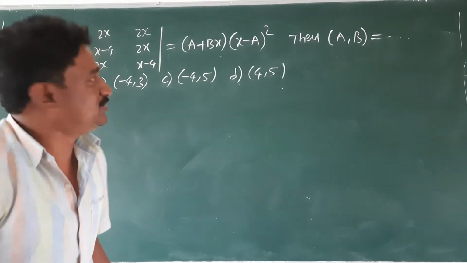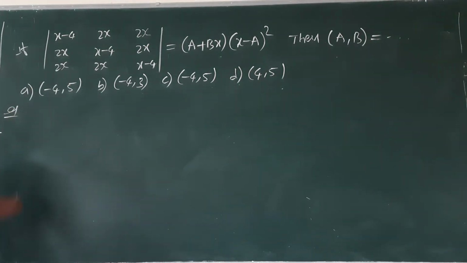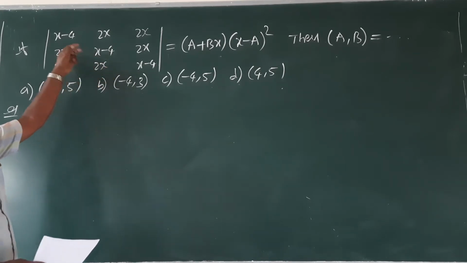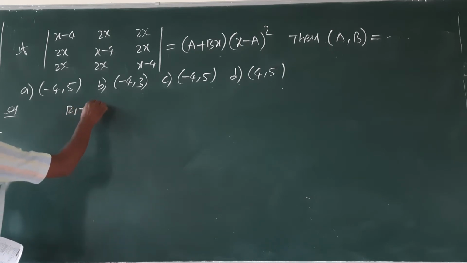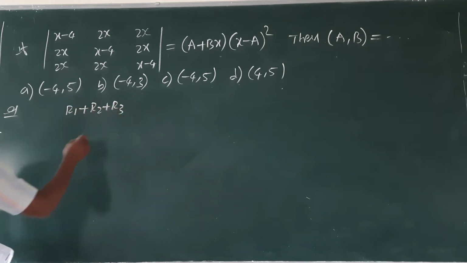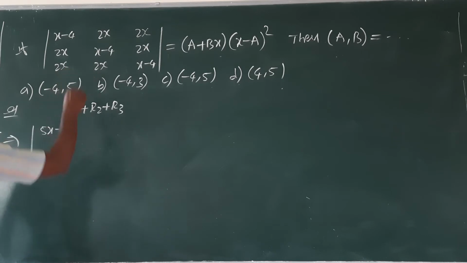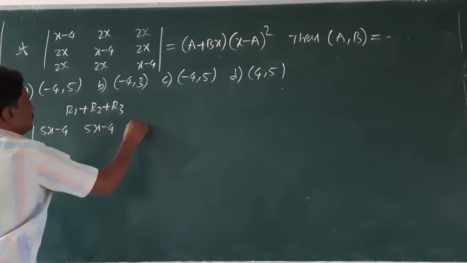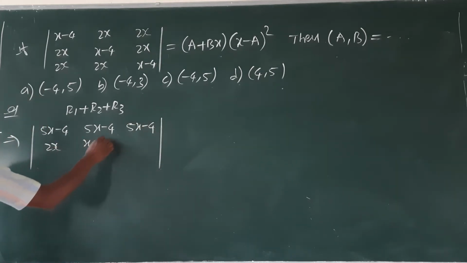It's a so easy question, students. Determinant question. It is so dead easy. Solution: you apply properties to the left side determinant. I apply R1 plus R2 plus R3. So we get 4x, 5x minus 4, 5x minus 4, 5x minus 4, and 2x, x minus 4.